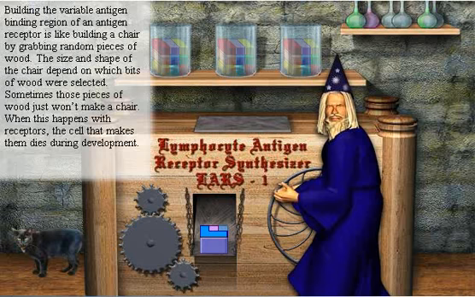Building the variable antigen binding region of an antigen receptor is a bit like building a chair by grabbing random pieces of wood out of a lumber pile. The size and shape of the chair depend on just which bits of wood were selected, and sometimes, no matter how hard you try, those pieces of wood won't make a chair. When this happens with receptors, the cell that makes them dies during development.